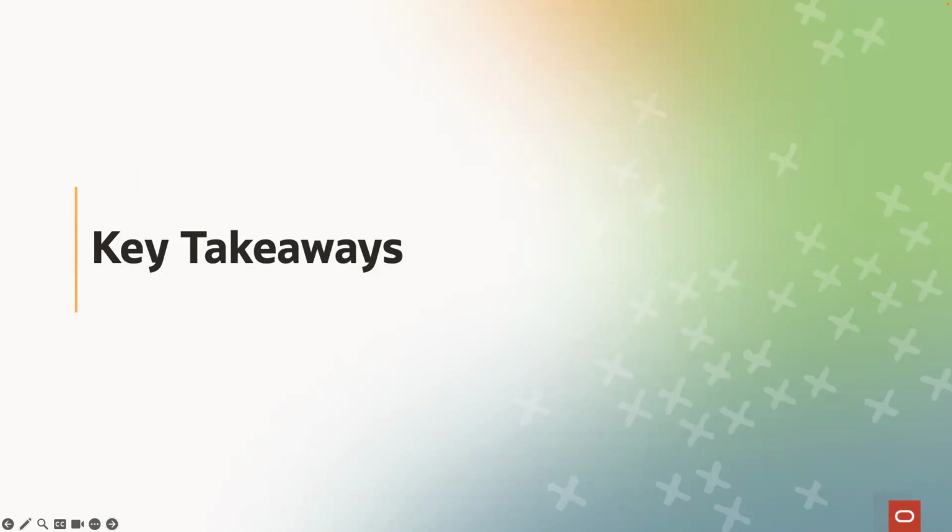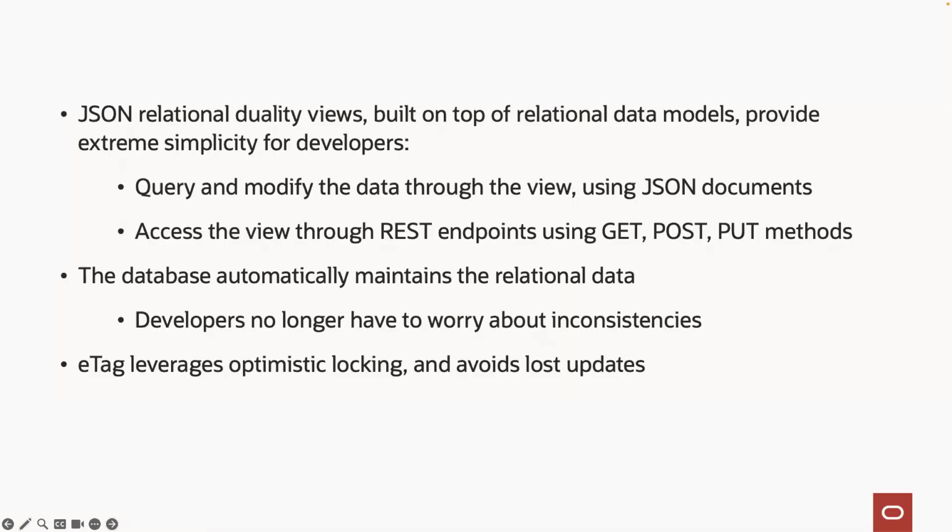Let's have a look at what we have learned in this short demo. So JSON relational duality views are built on top of relational data models, and typically they provide extreme simplicity for developers. Developers can query and modify data through the view using JSON documents or by directly accessing the relational model. And we can also implement REST endpoints on top of this view to be able to access it through GET, POST, or PUT methods.